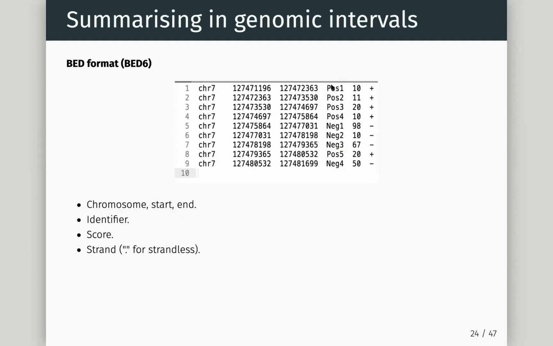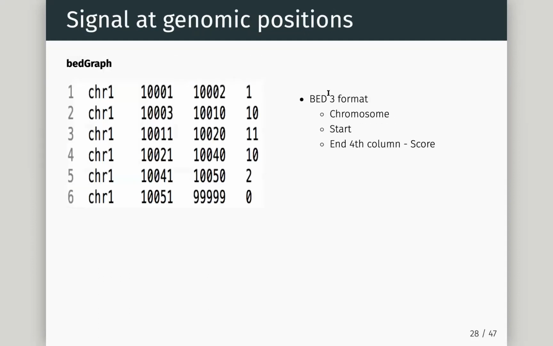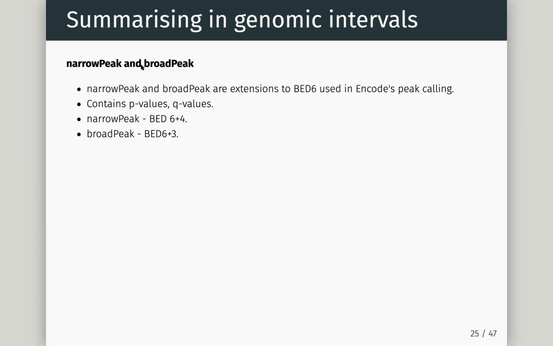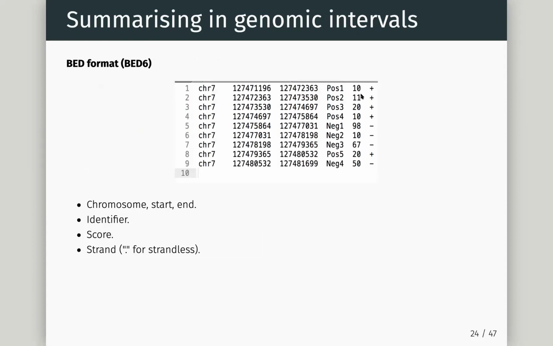This then got extended because we need to have a little bit more information. Let's say we want a name for a feature, and then we want a score, maybe a strand. So BED6 allowed us to cover lots of different types of information. This could even be a gene position or an exon position. But if it was an exon position, it wasn't quite enough to tie it to genes. So there is a better format for tying exons to genes, and that would be GFF.